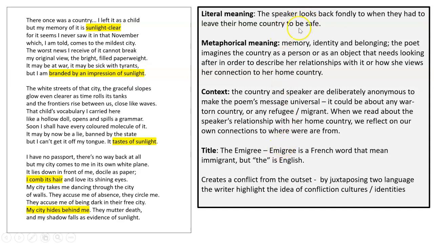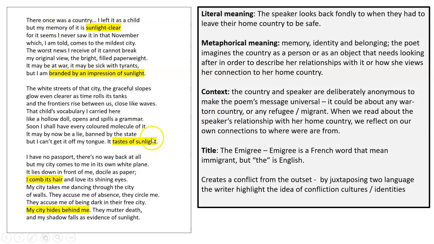So it's important that we understand the literal meaning. Sometimes poems can be really confusing, so it's good to have an idea of what they're, on the surface, about. And then also we have the metaphorical meaning. This poem is very much about memory, identity and belonging. And the poet seems to imagine the country as if she can have a relationship with it, like it's a person or an object that needs looking after. And then we start to see how she relates to her country and how she is connected to it.